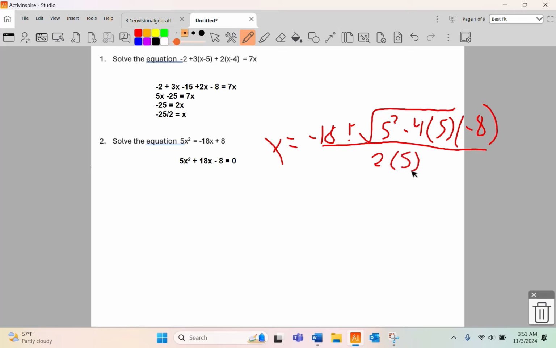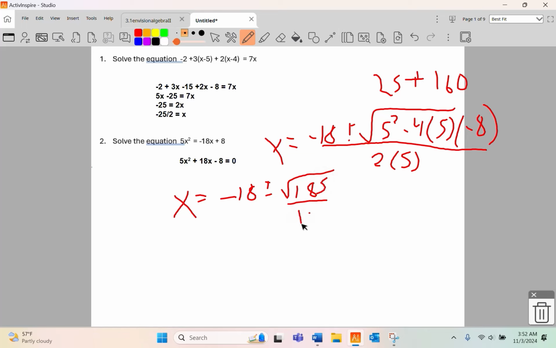All right, so we have it here. We have a negative times a negative, which is a positive. We have 4 times 5, which is 20, times 8, which is 160. We have 25. Boy, that looks bad. Using my thumb to draw, it looks really bad. So we have x equals -18 plus or minus the root of 185, both pieces over a 10.